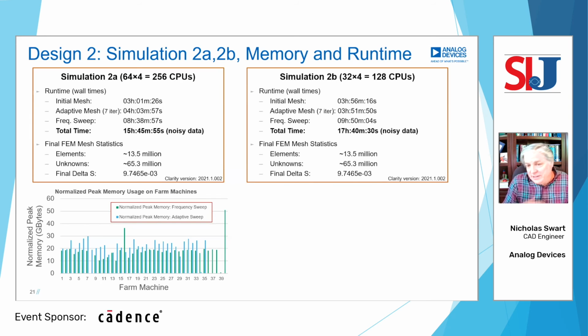It's not certain, but nonetheless, 128 CPUs, same number of unknowns, 17 hours and 40 minutes versus 15 hours. So just 2 hours and 40 minutes more than a very expensive, very high performance single machine. And Clarity was able to take this job and spread it out over the farm and solve it. Okay, so that's not a huge time penalty. Even if we discount the fact that the farm might be busy, that's not a huge time penalty for such fine-grained parallelization of the problem.